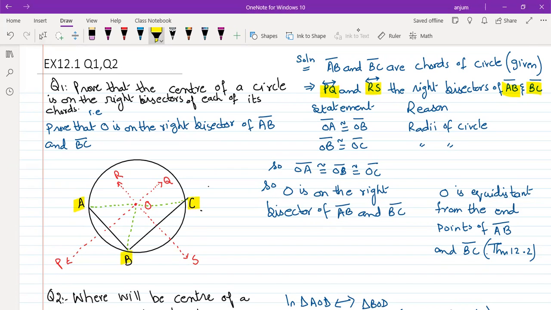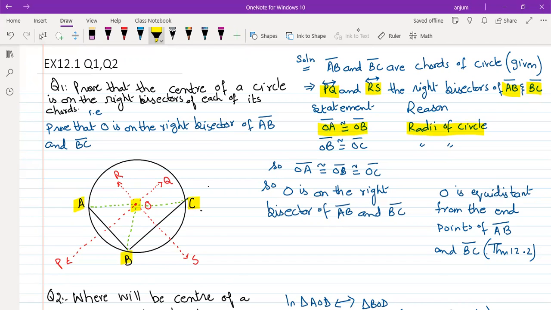So now we will prove it by stating certain statements and mentioning certain reasons. As you can see in the diagram, OA and OB are the distances from some point O on the right bisector of AB. The right bisector of AB is PQ. There is some point O on the right bisector of AB, and that point O is actually the center of the circle. So the distance OA and OB is the same, and the reason is the radii of the circle.